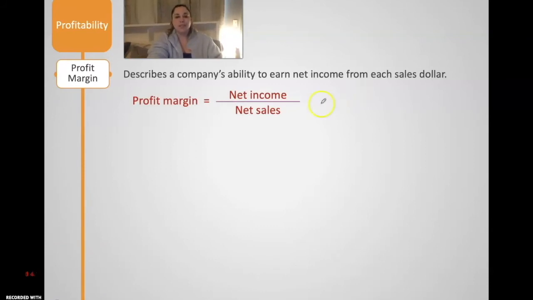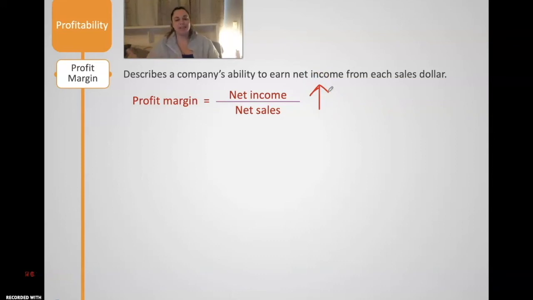So basically here, it's really easy. It's your net income divided by your net sales. Out of all the sales I made, what percentage of that will go to my net income? Like, what do I get to keep after I pay all my expenses? So we definitely want a higher number here for profit margin. The higher, the better. Ideally, we want to make sales and keep all of it, but we can't do that.